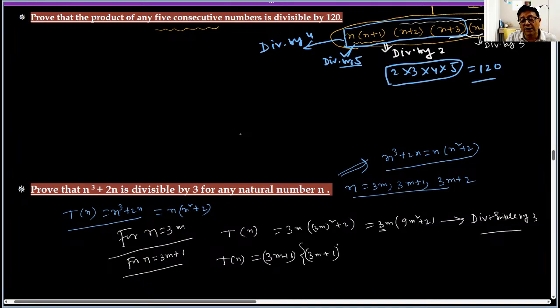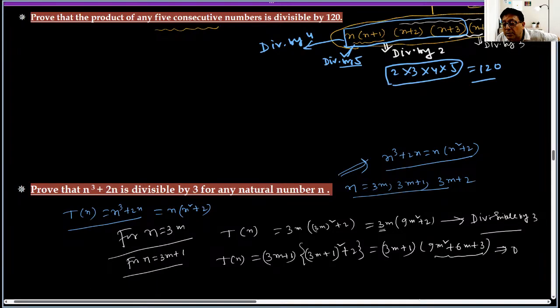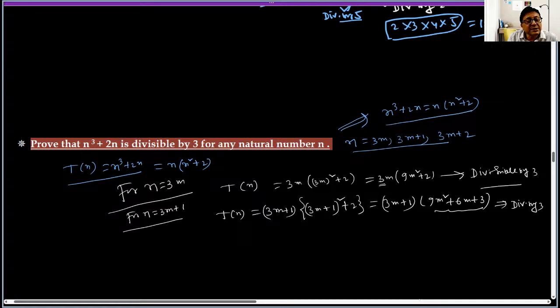3m plus 1 whole square plus 2. So this is 3m plus 1 multiplied by 9m square plus 6m plus 3. You can see that 3 is common from here, so this product is also divisible by 3. Now let us take n equal to 3m plus 2.